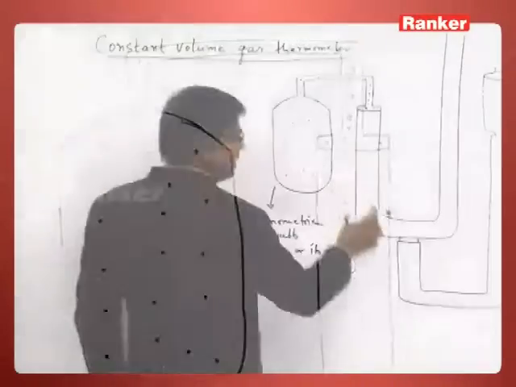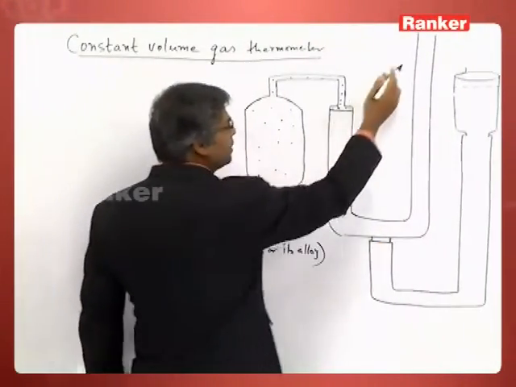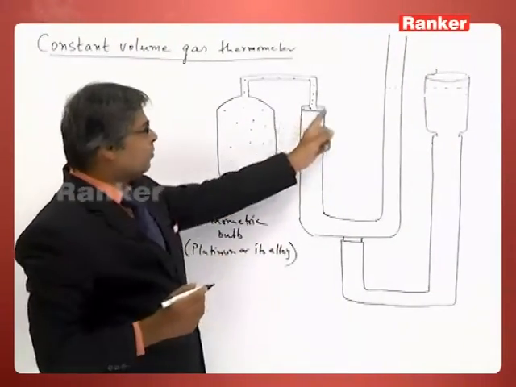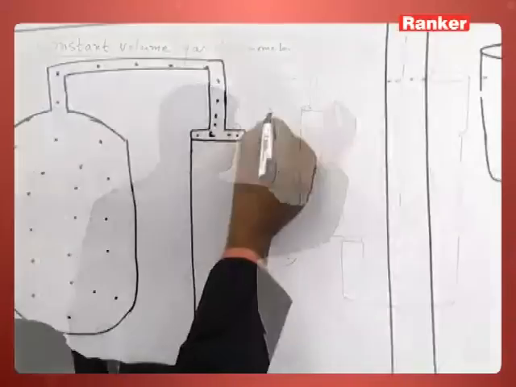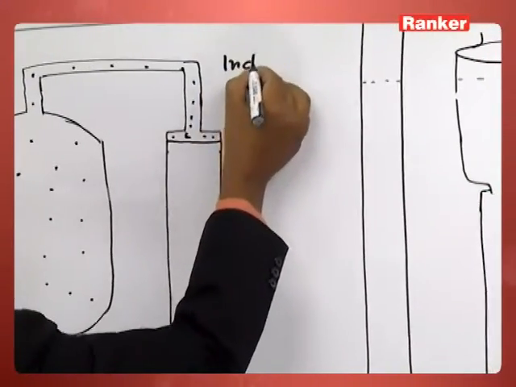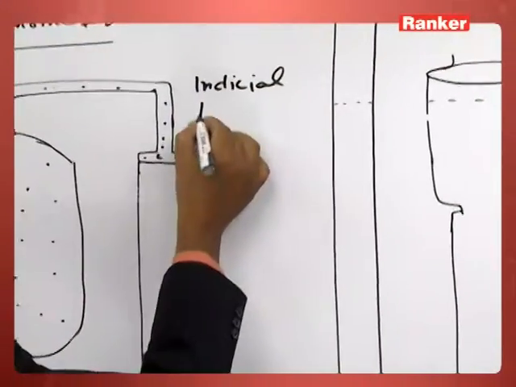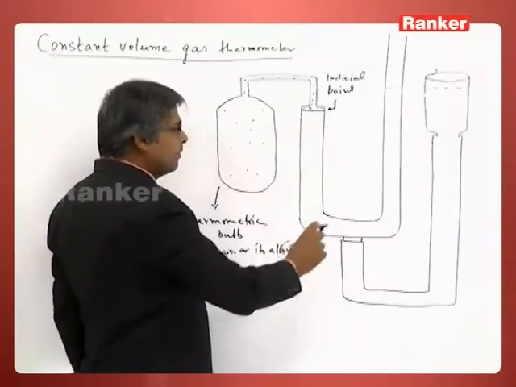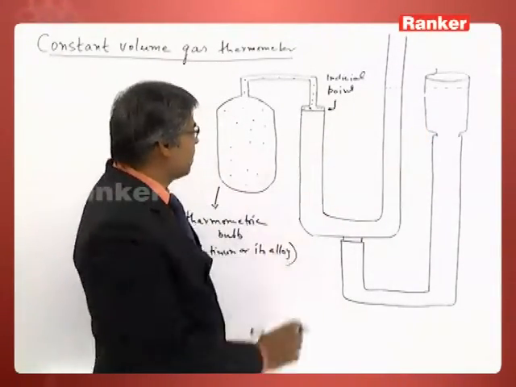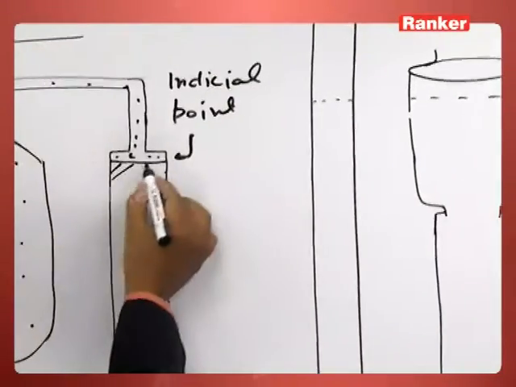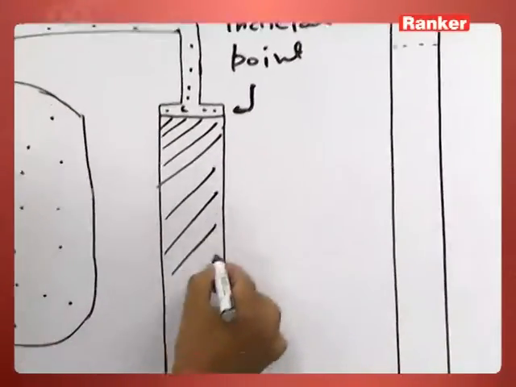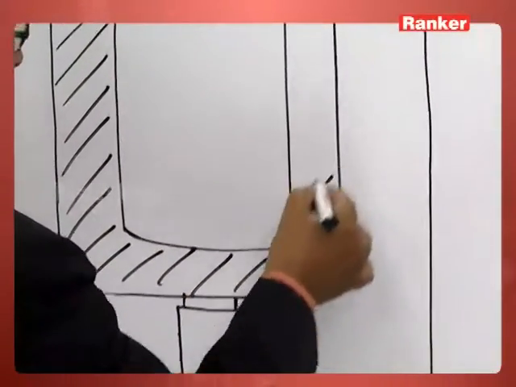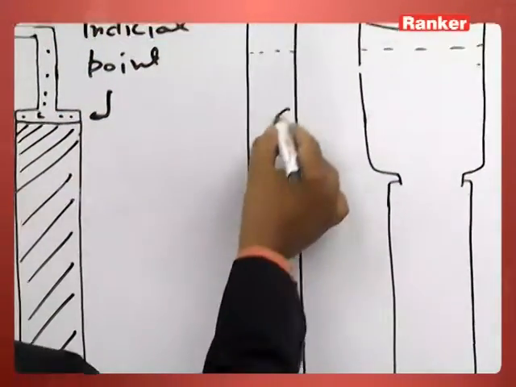Now, here this is a glass tube which is open here, and in this glass tube there is a round marking. We call this point the indicial point, and in this tube we can fill mercury with the help of this reservoir. So, this mercury is up to this stage. We can see the mercury through the glass tube. This shaded portion is the mercury.